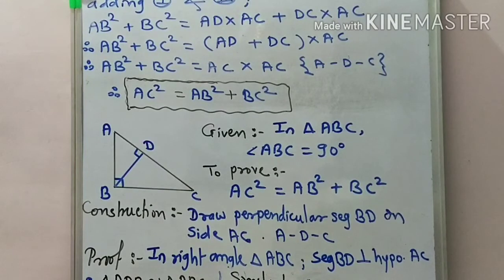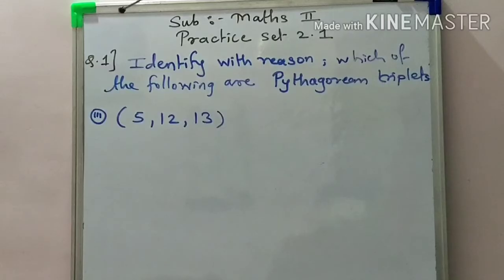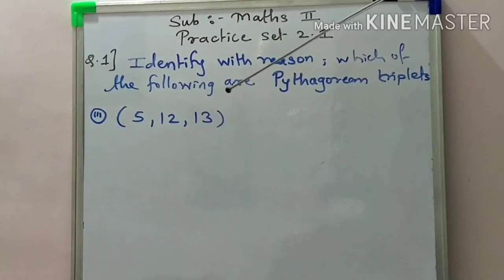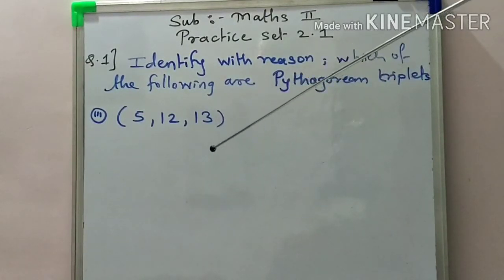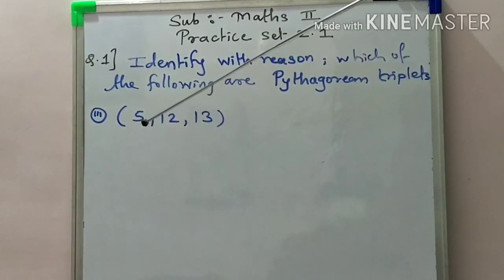Okay, so using this, now we start our first practice set 2.1. The first question is: identify with reason which of the following are Pythagorean triplets. Okay, 6 examples are there, so here we try to solve some examples, and the remaining examples, do as your homework.